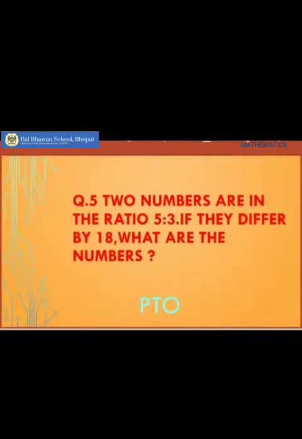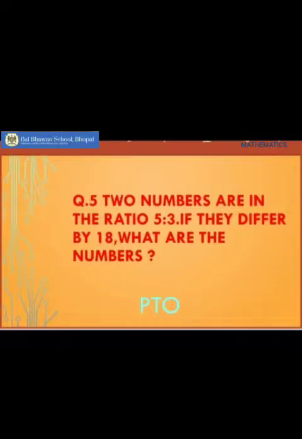Now the next question is question number 5. It is also very easy, students. We are going to do it very quickly. The question is, two numbers are in the ratio 5:3. If they differ by 18, what are the numbers?